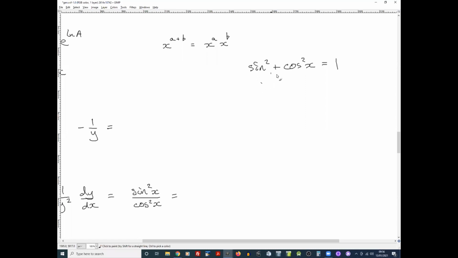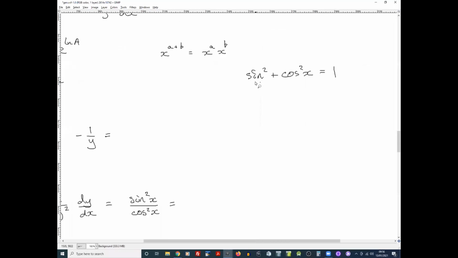Well, for example, let's divide through by cos squared. Oh, yeah. Now what does it say? Tan squared plus 1 equals sec squared. Do you know that one? Yeah. Also, if you divide through by sine squared, what do you get? Cot squared plus 1 equals cosec squared. Exactly. Yes. So that's how we deal with that.